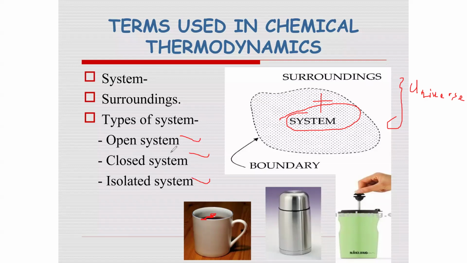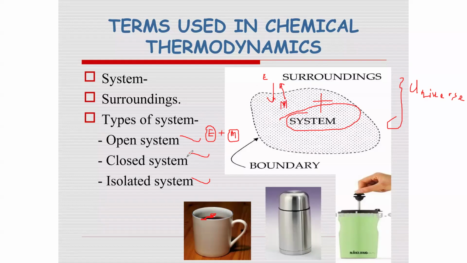So an open system is a type of system where there is an exchange of energy and matter. M stands for matter, while E stands for energy. So an open system is a system where there is an exchange of matter and energy between the system and the surrounding. It means that energy and matter are exchanging between the system and the surrounding. That is what you call an open system.